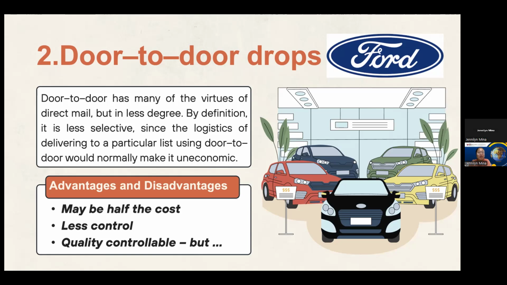Less control over delivery. While Ford can control the quality and content of the materials being distributed, they cannot always ensure that every flyer reaches the intended recipient, right? Some canvassers might skip houses or the materials could be discarded before being read.